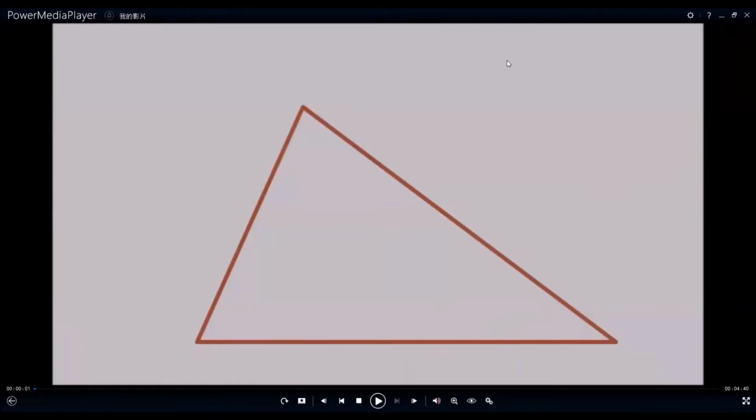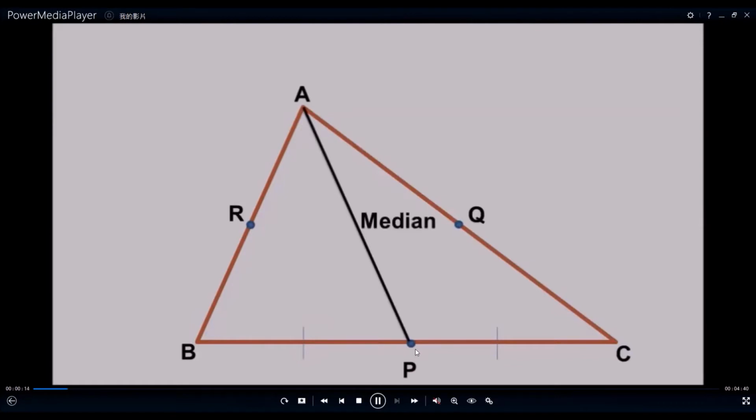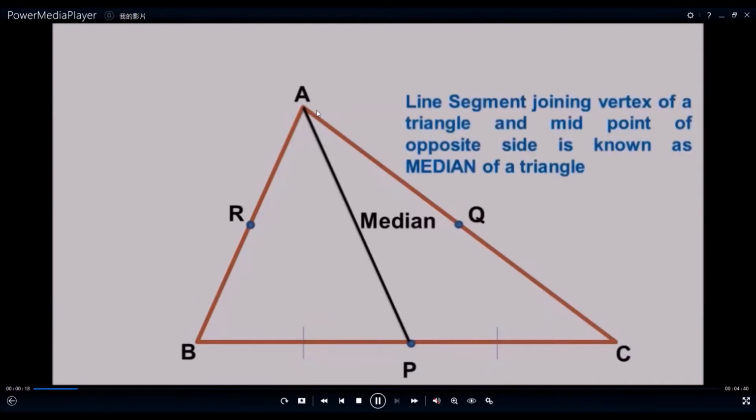Today I'm going to share with you 4 special lines in a triangle. The first one, in triangle ABC, you find the midpoint of BC called P. The line joining from one vertex to P is called the median. Median: the midpoint of BC and the vertex joining together. You can read the definition here.